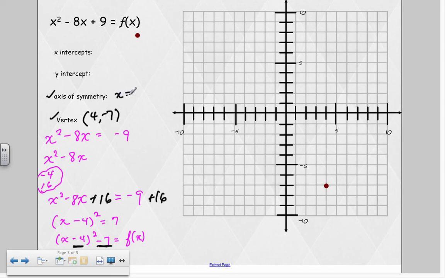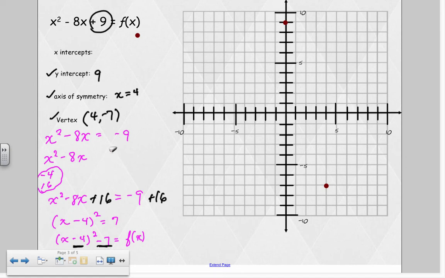x equals 4. Now, for my y-intercept, I know my shortcut. I just put 0 in for my x's, and my y-intercept is 9. So I can come over here right now and drag that there. But my x-intercepts maybe won't come out so prettily. But how can I get the rest of this parabola? Well, now I can turn to a chart.